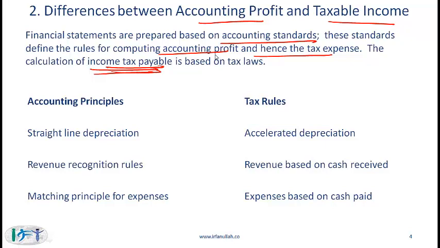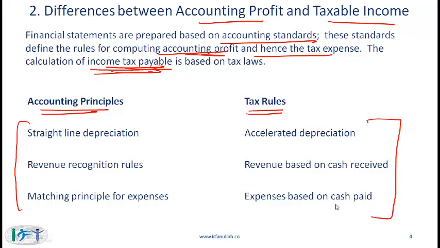So note that the accounting profit that we see on the income statement is typically going to be different from the income tax payable. Let us look at some of the major reasons why we have a difference between accounting profit and income tax payable. Accounting profit is calculated based on accounting standards or accounting principles, whereas tax payable is based on tax rules.